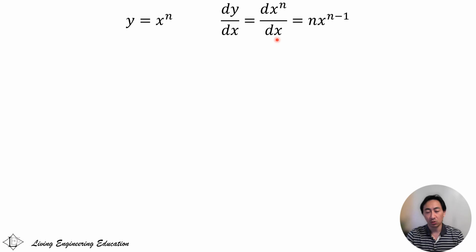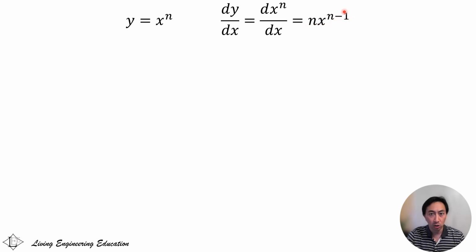What I'm telling you is all I need to do is take that integer, multiply it by x to the n minus 1, right? So if this is x cubed, the derivative would be 3, because n would be 3 in that case, times x to the 3 minus 1, so x squared. So the derivative of x to the nth power is n times x to the n minus 1 power.